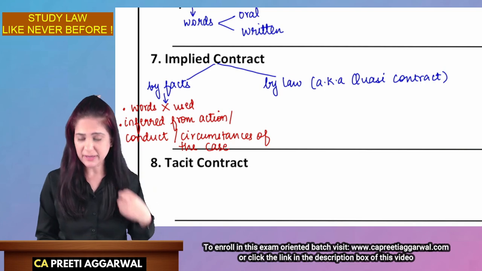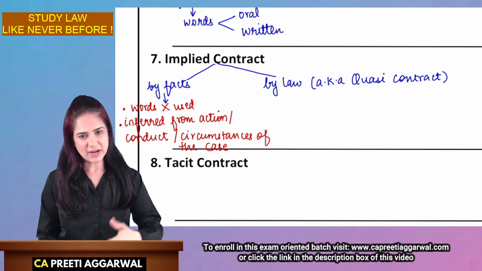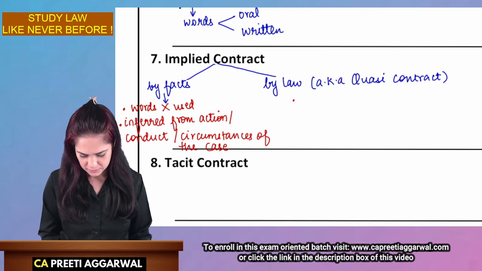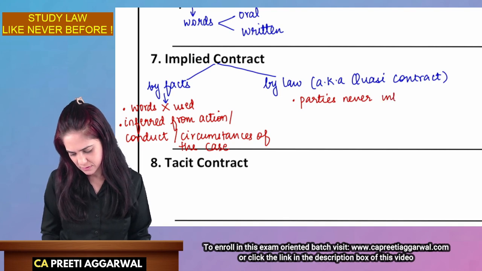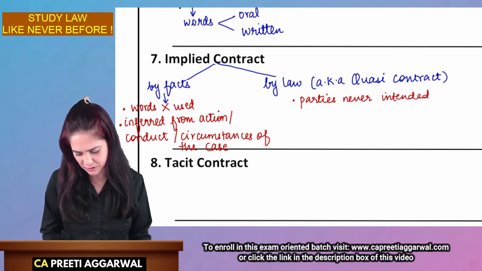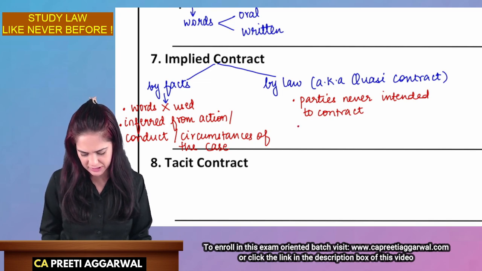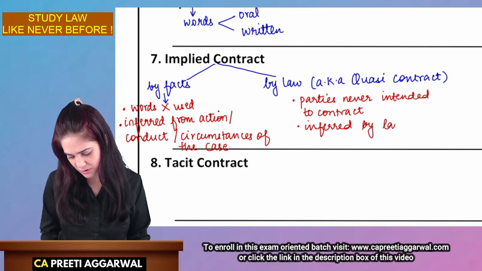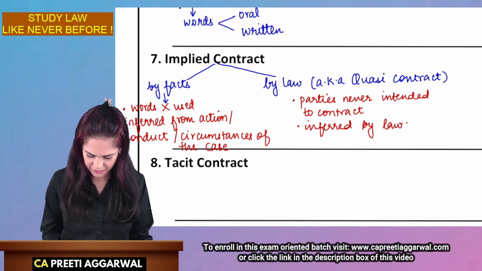What about implied by law? Parties never intended to enter into contract. Contract is implied, it is understood by law. So over here, parties never intended to contract. But the contract is inferred by law. It is imposed by law. So you can write it is inferred or it is implied by law.